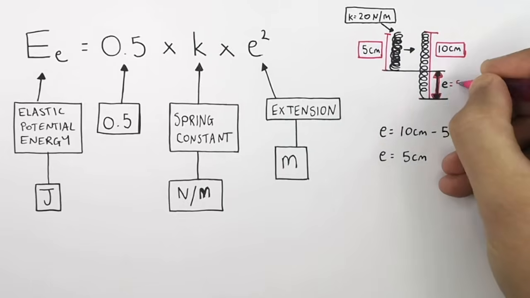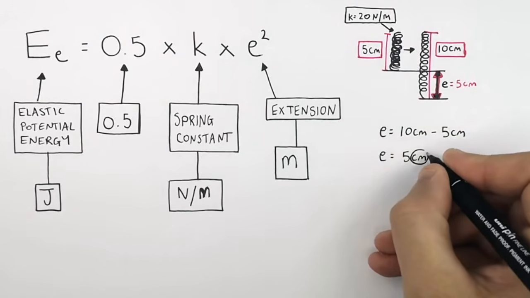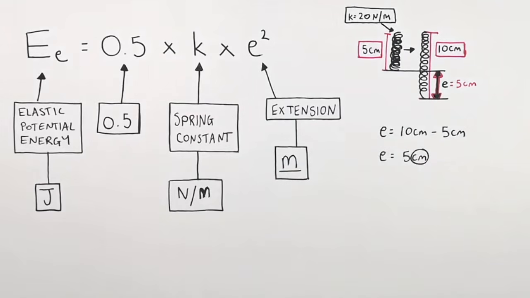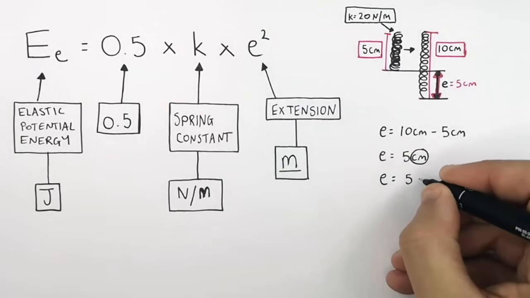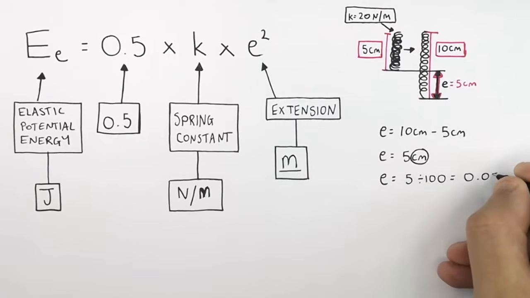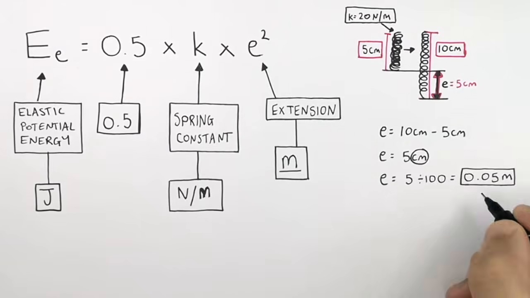E equals 5 centimeters. But we don't want to calculate the elastic potential energy using centimeters. We need to convert centimeters into meters. So the extension is needed in meters. So E equals 5 centimeters divided by 100. That will give you the answer for the extension in meters, which is 0.05 meters.